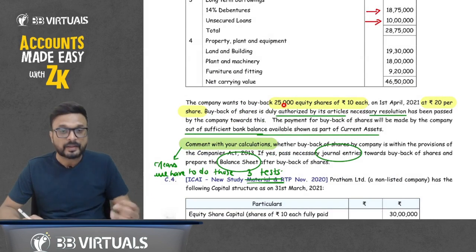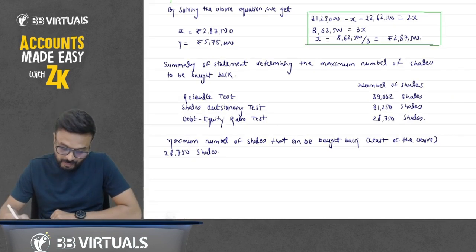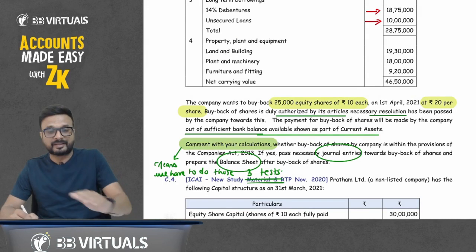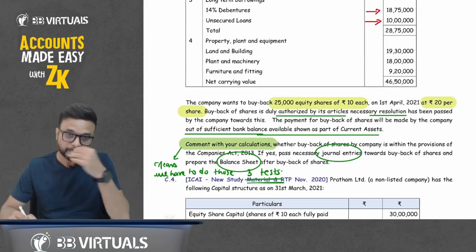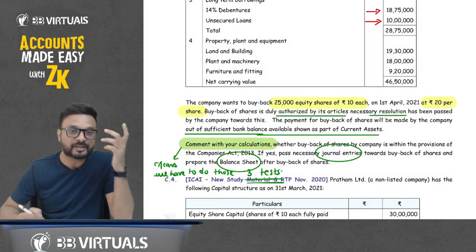So no problem. The maximum buyback that the company can do is 28,750, and the company wants to do only 25,000. So they can do it. Why have we done these three tests, three calculations here? Because it is asked in the question, comment with your calculation. That's why we have done it.